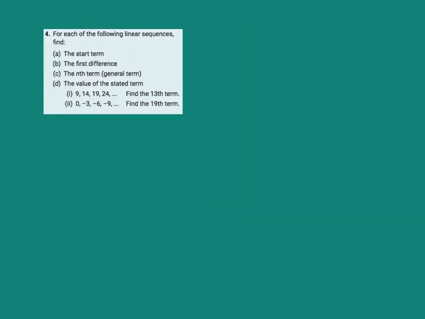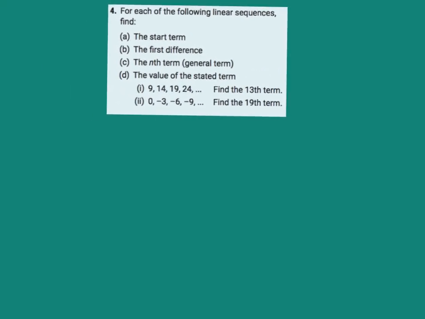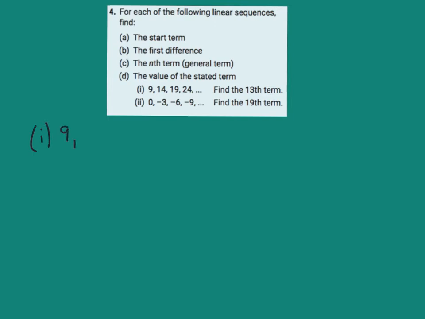Okay, so for question 4. For each of the following linear sequences, find the start term, the first difference, the nth term, and the value of the stated term. So let's look first at the sequence 9, 14, 19, 24. The first part they asked for is the start term, and we know the start term is always T1. So we can say that T1 equals 9.